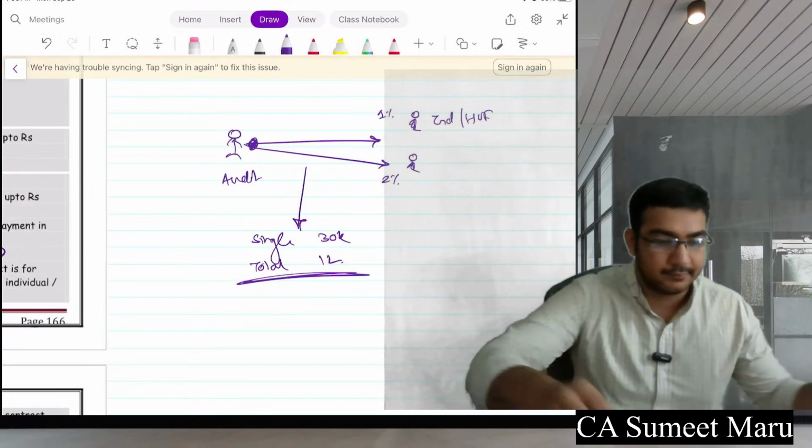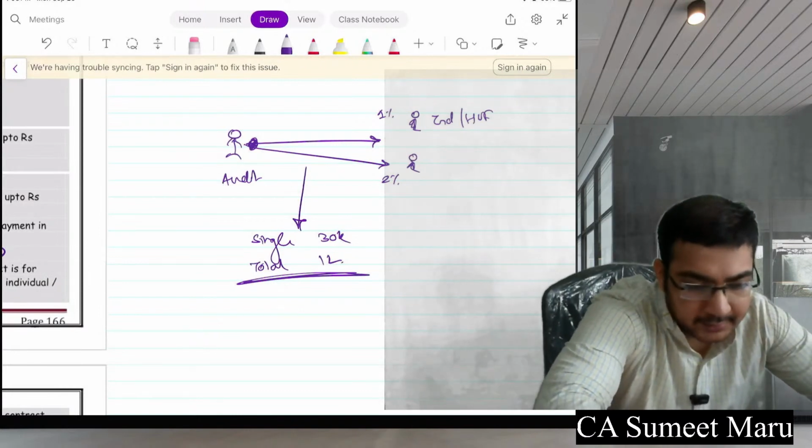Oh man, the screen. Wait a minute, I don't know what problem is happening with the screen.